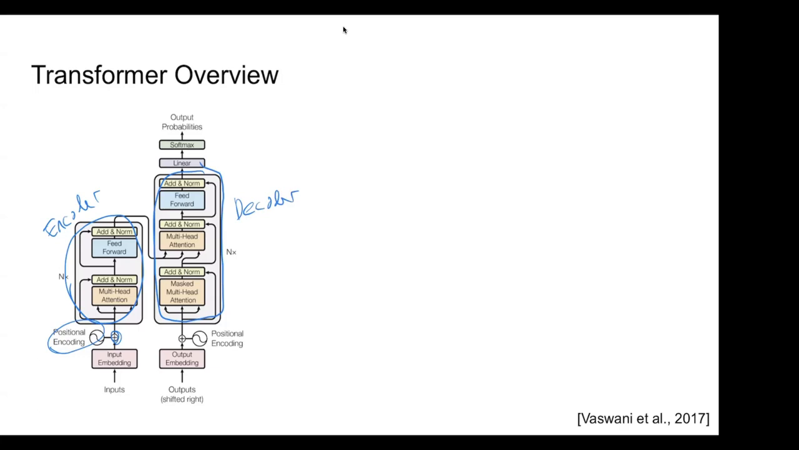And then you see that there is a linear function. Why do we need that? Because we just need to map this into vocab space. And then we compute softmax. Why? Because we want to turn this into a probability over the vocab space. That's the output probability of the first output token in the decoder, right?